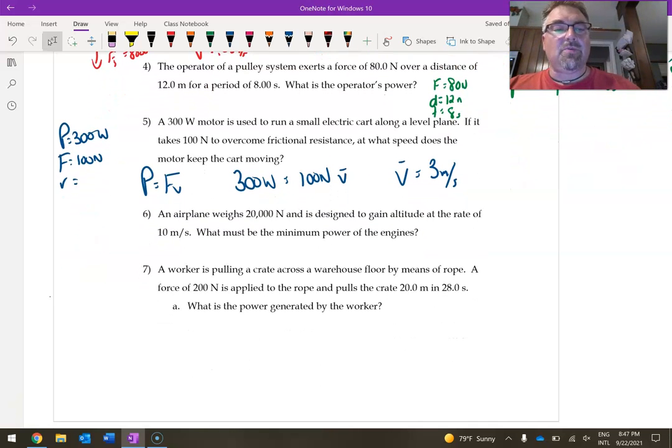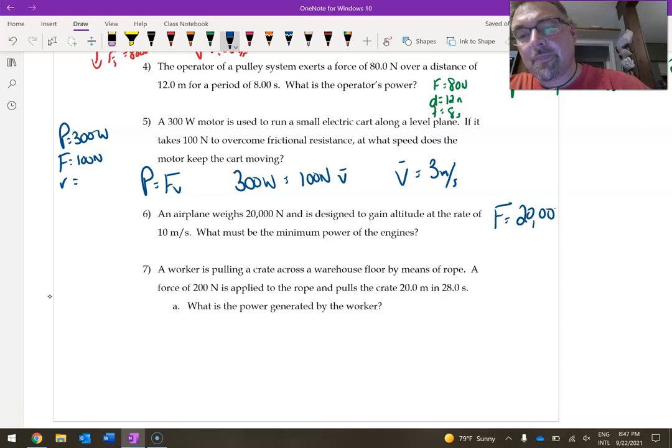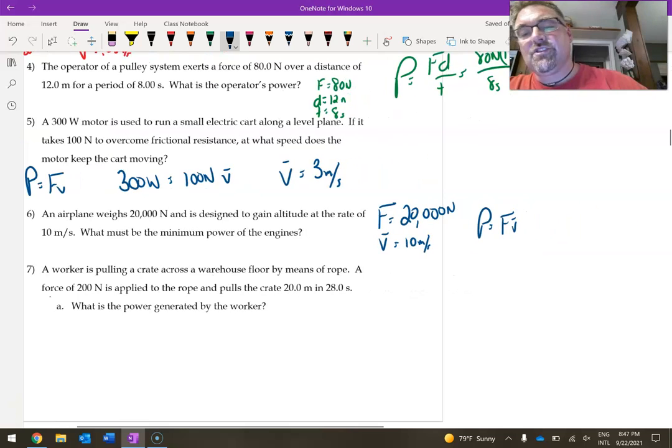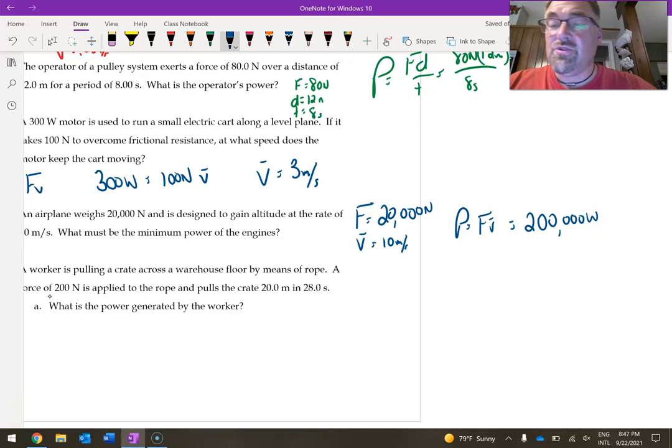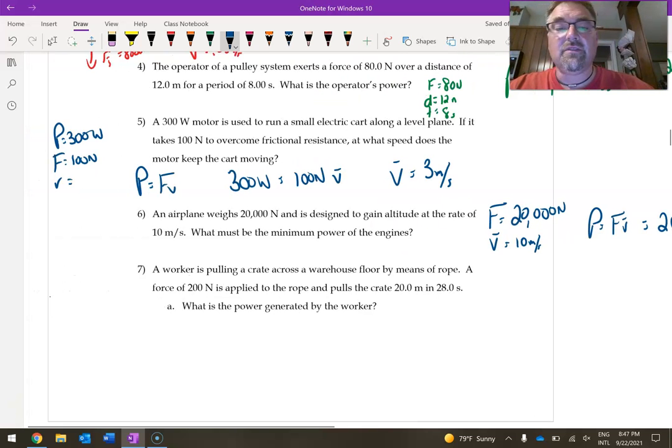Okay, number 6. An airplane weighs 20,000 newtons and is designed to gain altitude at a rate of 10 meters per second. What's the minimum power? So we also have the force is going to be 20,000 newtons. Again, because that's its weight, so the force exerted on it has to lift it up. It's got to be equal to at least the weight. And we know the average velocity is 10 meters per second. And so power is equal to force times the average velocity. So you end up with 200,000 watts. Or you could say 2 times 10 to the 5th. That would also work as well.